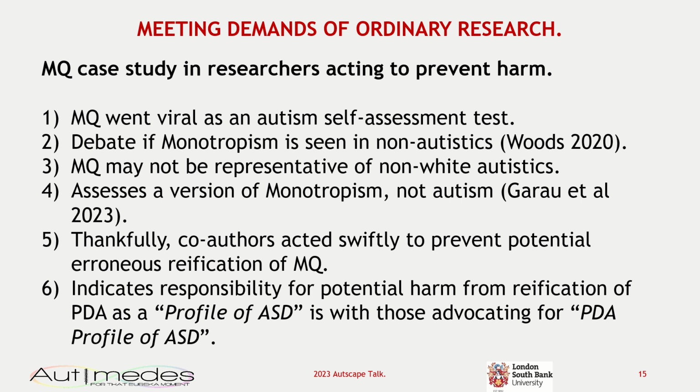What that means is that you can apply it to the PDA profile of ASD, where there is a similar kind of hype and interest from many thousands of vulnerable people, that PDA is a profile of autism. It indicates that the responsibility for potential harm from reifying PDA as a profile of autism lies with those advocating it. Those who are claiming that PDA is a profile of autism should be taking responsibility for what they're saying about PDA and being much more cautious about the claims they're making, to prevent any potential harm being done.